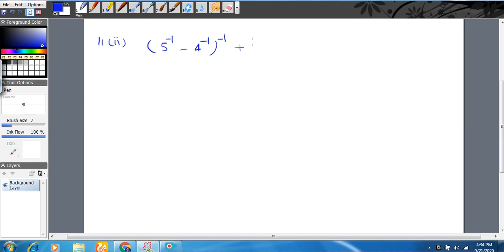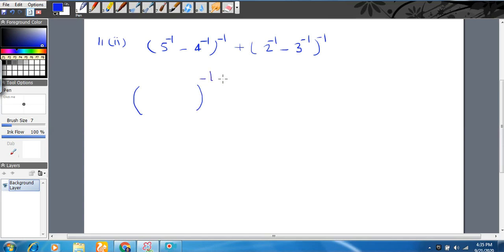then we have a plus sign, (2 power minus 1 minus 3 power minus 1) whole power minus 1. So I should check the values again. (5 power minus 1 minus 4 power minus 1) then whole power minus 1. Okay, the values are correct. So again, do not try to multiply the exponents, simplify the values inside the bracket.